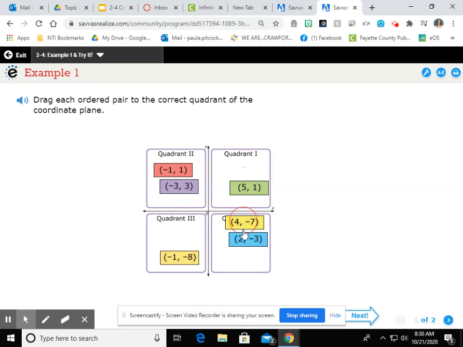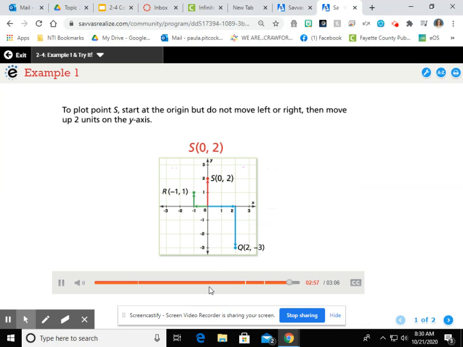Over 4, down 7. So if you have a question that is simply asking what quadrant it is in, you don't have to have all the tick marks to help you. You can just visualize, do I go over or do I go backwards? Do I go up or do I go down? Now you know how you can graph a point on a coordinate plane.